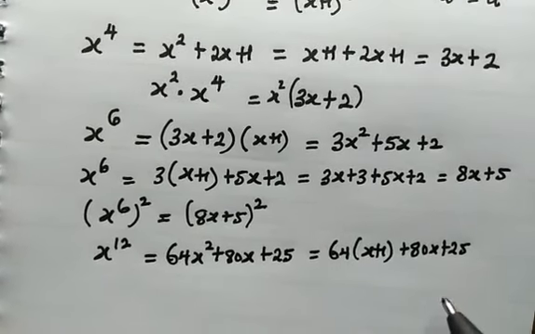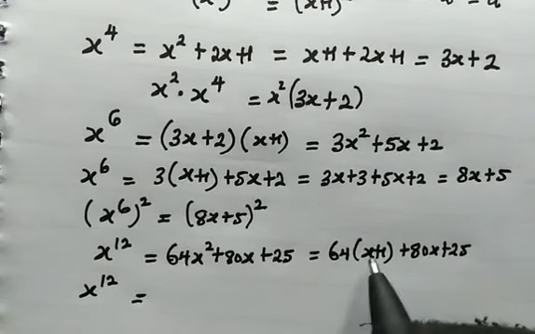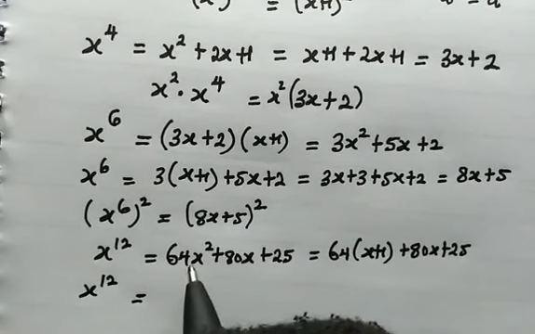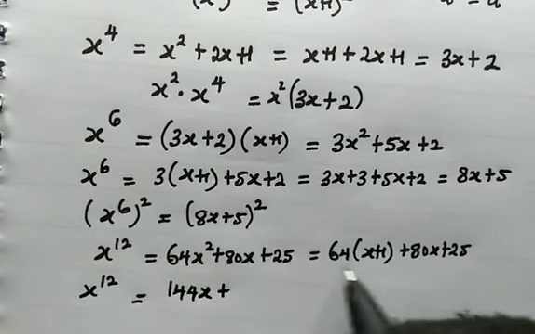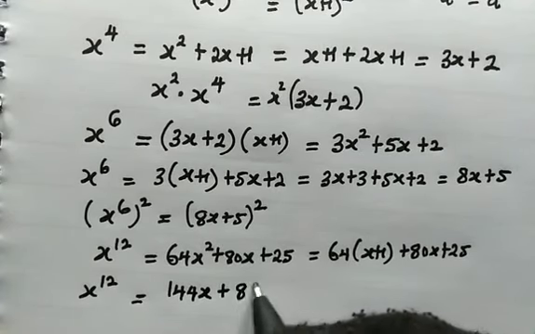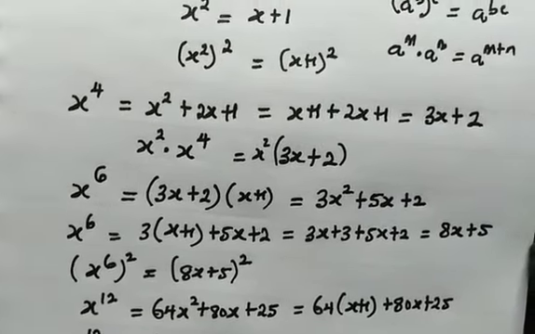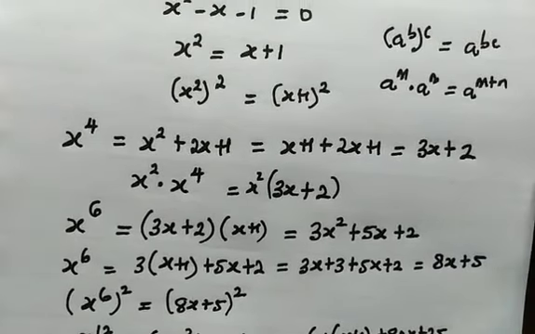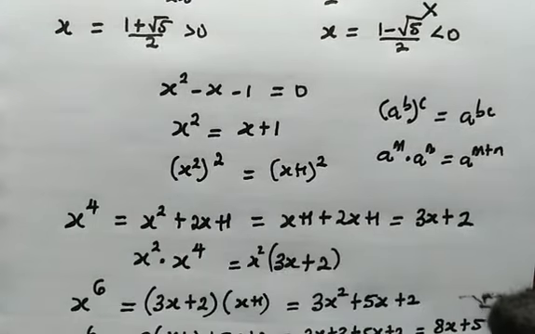So from here we get x to the power of 12 is equal to 64x plus 80x, which will give us 144x, then plus 64 times 1, which is 64, then plus 25, that will give us 89. Now this is the value for x to the power of 12 in terms of x. Then let us recall the positive value of x, which we found earlier. The positive value of x is 1 plus root 5 over 2.